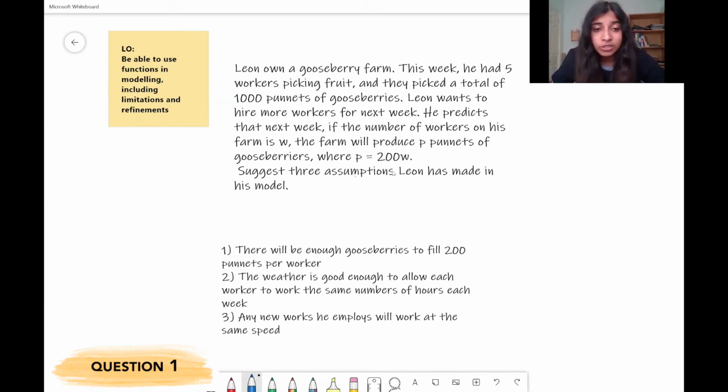The next assumption he's made is that the weather is good enough to allow each worker to work the same number of hours each week. So he's assuming that the weather is around the same each week.